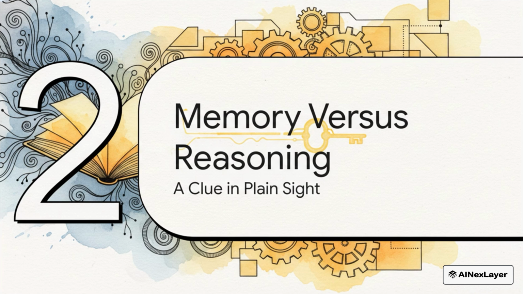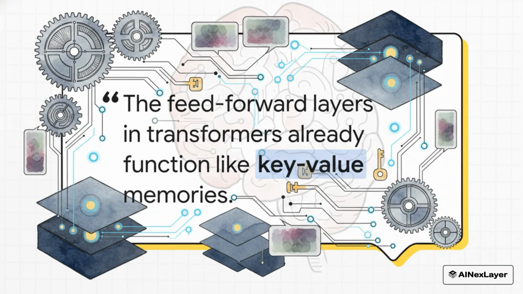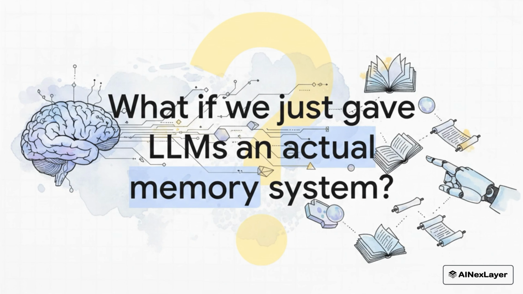But here's the cool part. The clue to fixing this has actually been hiding in plain sight, inside the transformer architecture this whole time. Researchers figured out that some parts of the transformer are already trying their best to act like a memory system. Those feed-forward layers, they work almost like a key-value memory. They spot a pattern, that's the key, and then they spit out the associated information, that's the value. The model is basically trying to imitate a simple dictionary lookup, but it's using its super expensive reasoning brain to do it. It's a hack.